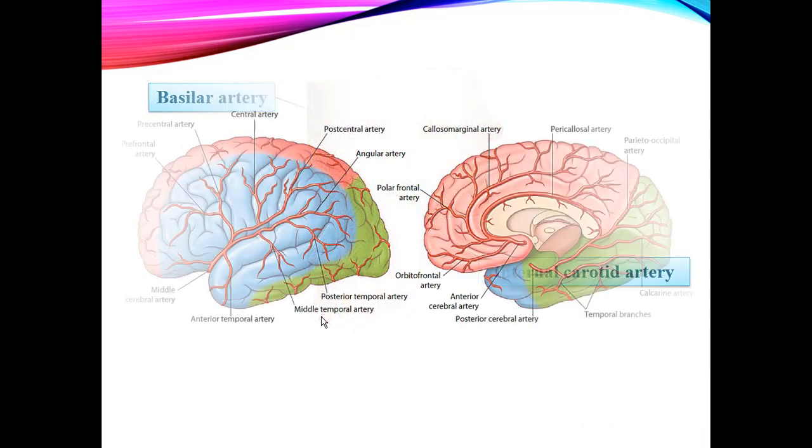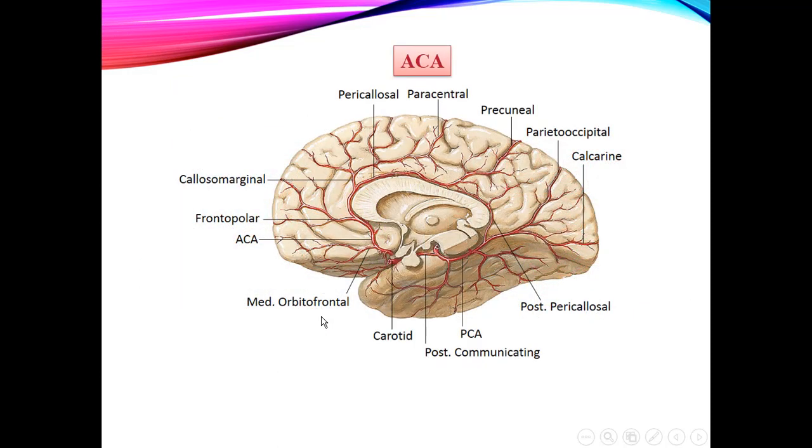Okay, let's study one by one. The anterior cerebral artery, or ACA, as I said, originates from the internal carotid artery and then enters on the medial surface of the hemisphere and is located in the callosal sulcus here. It has some branches to supply this area.